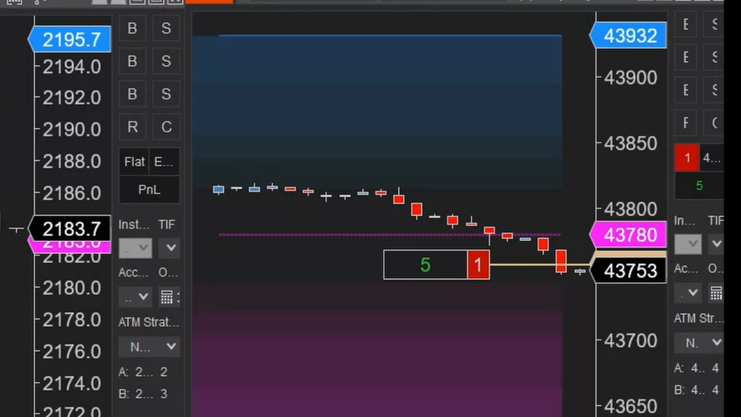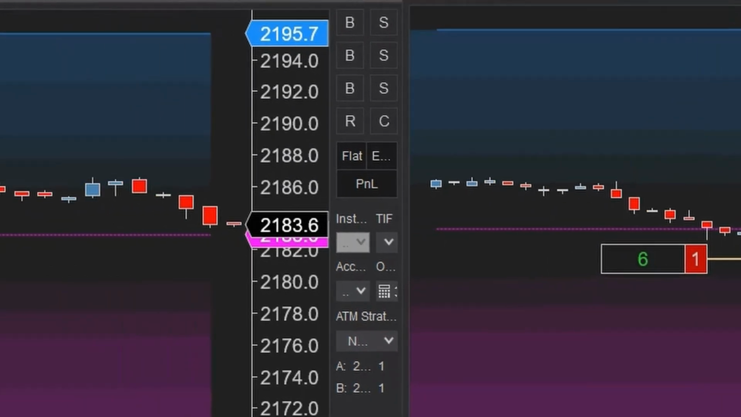The YM is also below the midline, so that's a short. Where is my stop? Well, my stop is simply above the midline. If I am short and price goes above the midline, I no longer want to be short. Same goes for the Nasdaq.